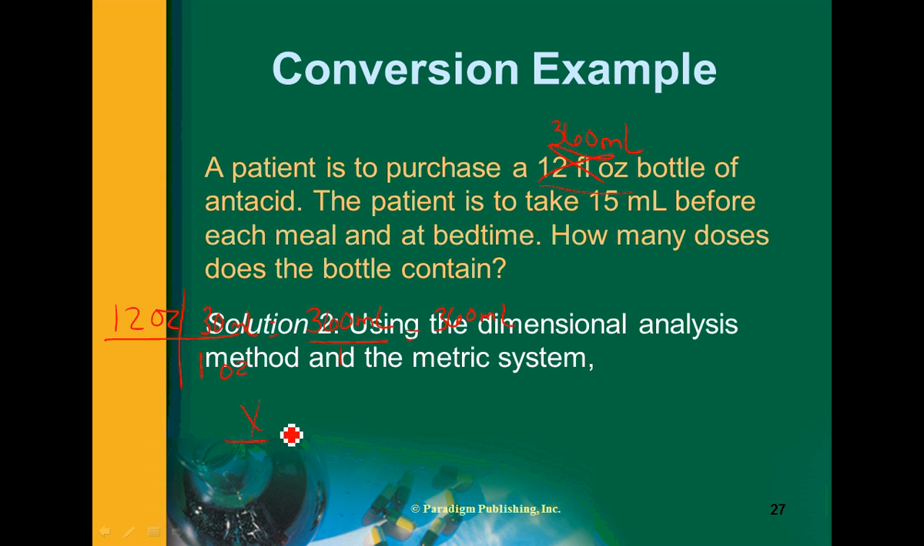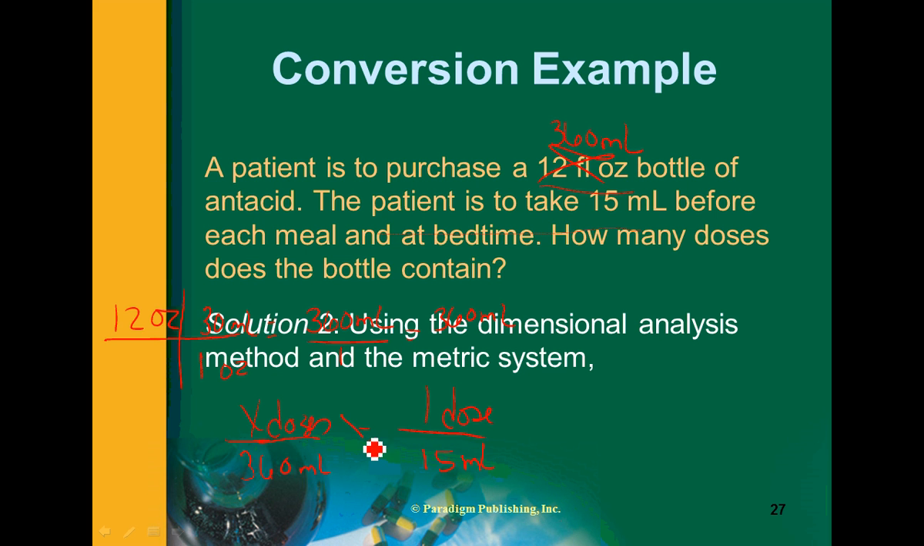So if you have X doses, is what we're trying to find. And we found our 12 ounce bottle. So we're going to try to find out how many doses are in 360 milliliters. So we've converted that. So we have 360 here. And we know that the patient is to take 15 milliliters before each meal and at bedtime. So they're taking 15 milliliters. It's going to be 1 dose. So 1 dose is equal to 15 milliliters.